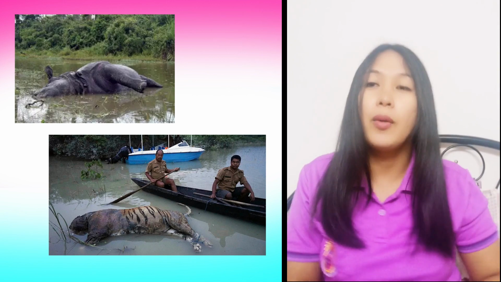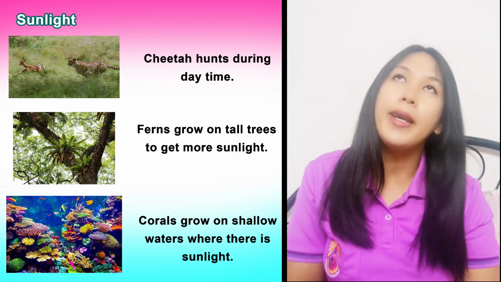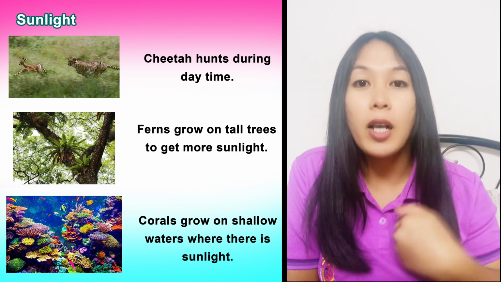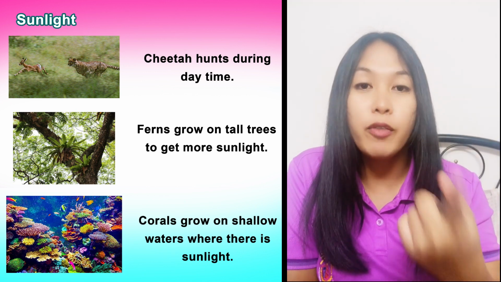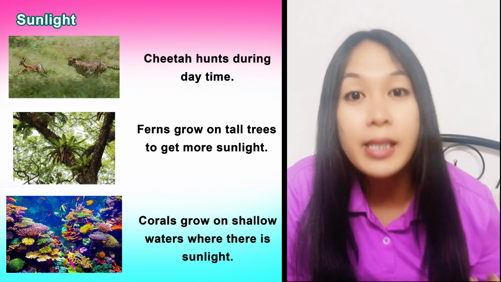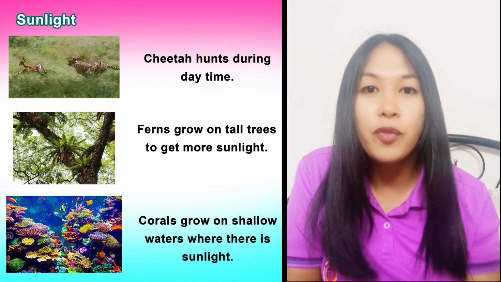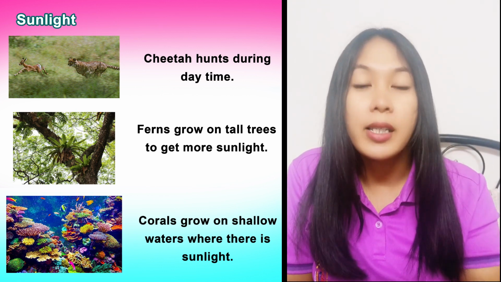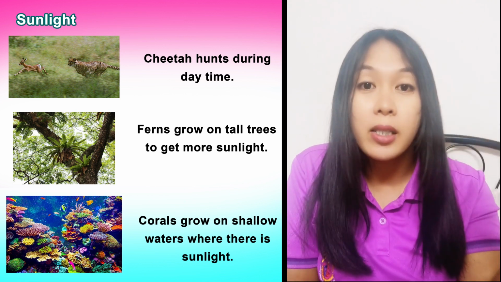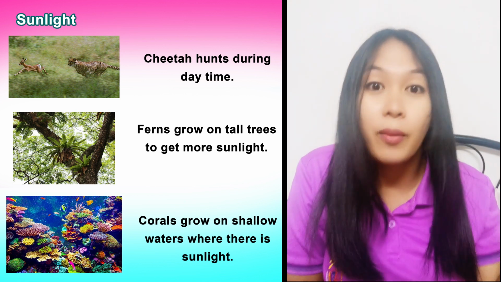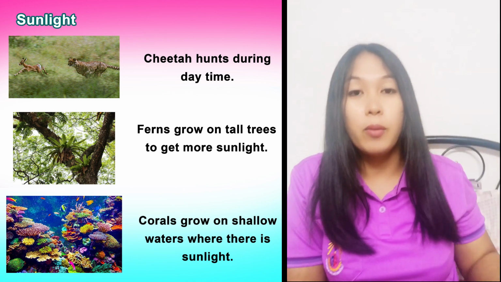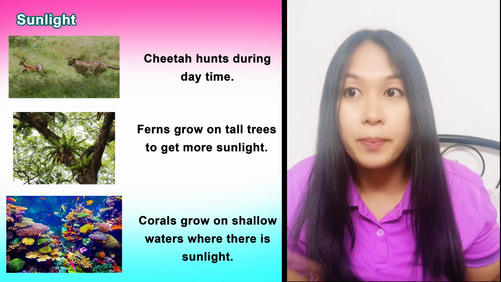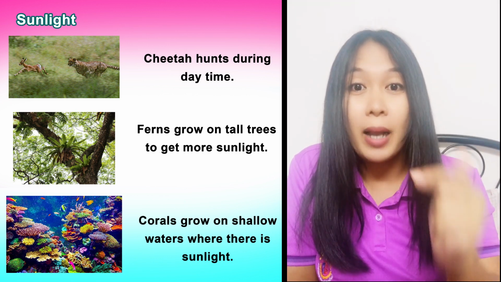Number 2 on our list is sunlight. Sunlight is also one very important non-living thing for us to survive because, number 1, for human beings, it provides us vitamin D. It is very useful for our growth and our body's welfare. So the sun is important for us. It also makes us able to see all around. Without the sun it will be very dark and we will not be able to see everything in our surroundings.